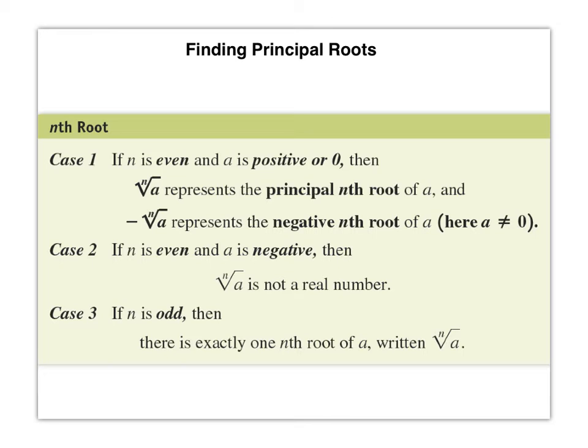Imagine you are taking the square root of a negative number, say the square root of negative 4. We say that this is not a real number. The index here, although it's not written, is an even number. The index is 2. So if the radicand is negative, then we could say the even root of a negative number is not a real number. If n is odd, then there is exactly one nth root of a, which is written as the nth root of a.